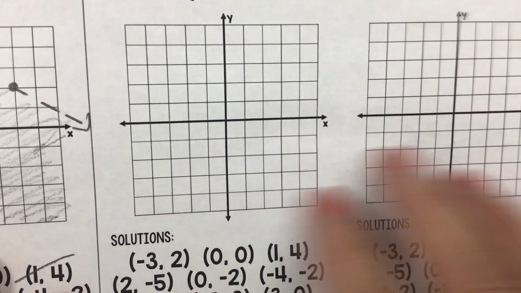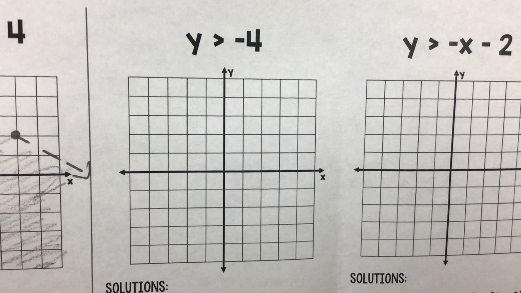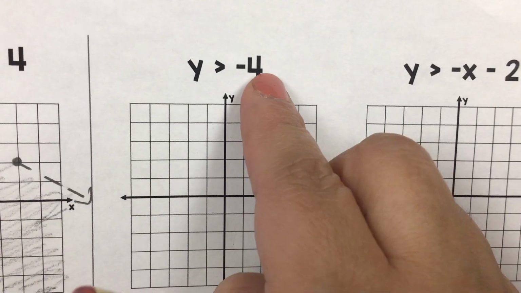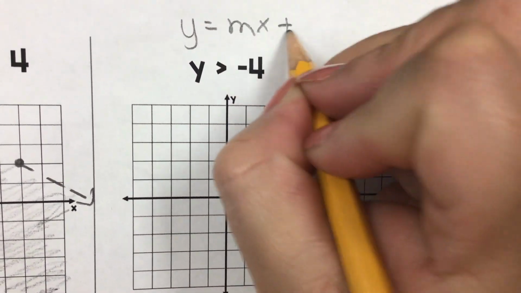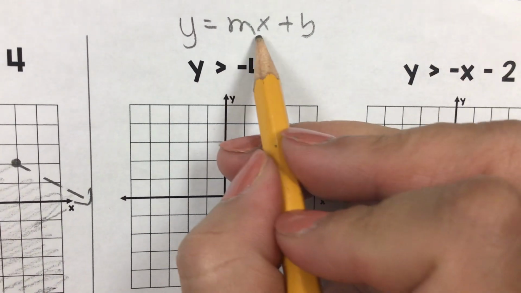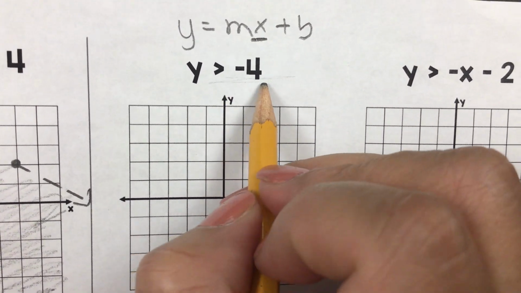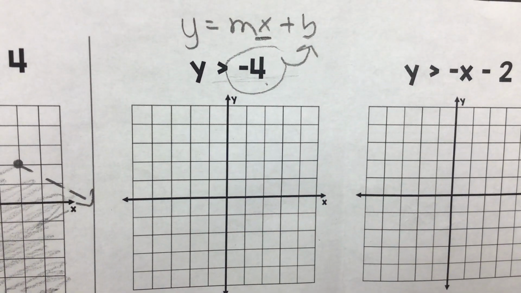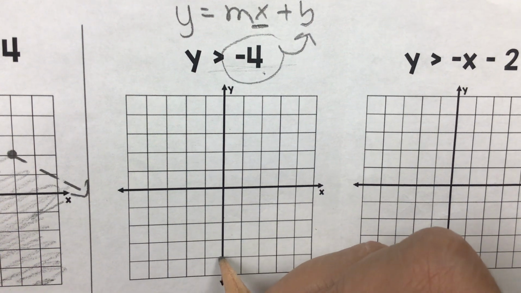Okay, for these, we're not going to check any of them for right now, just so we can save a little bit of time. For this one, don't forget that the equation is supposed to be y is equal to mx plus b. We're looking for the x to find the slope. This one does not have an x, so this is my y-intercept. So we start at the -4. 1, 2, 3, 4.